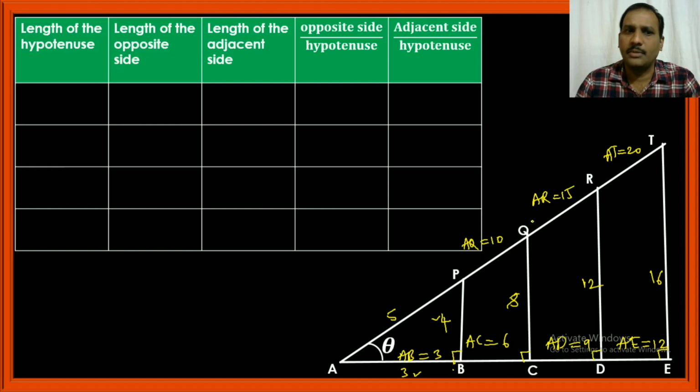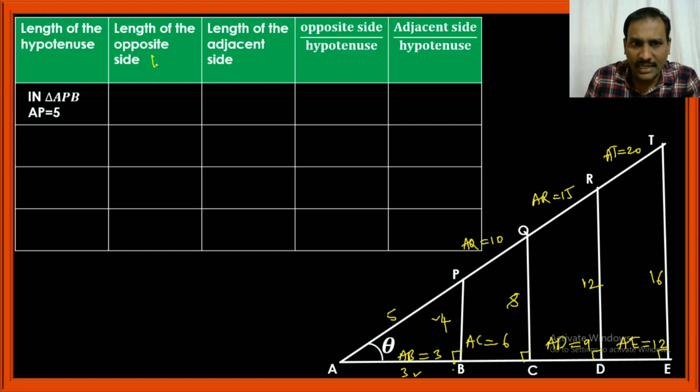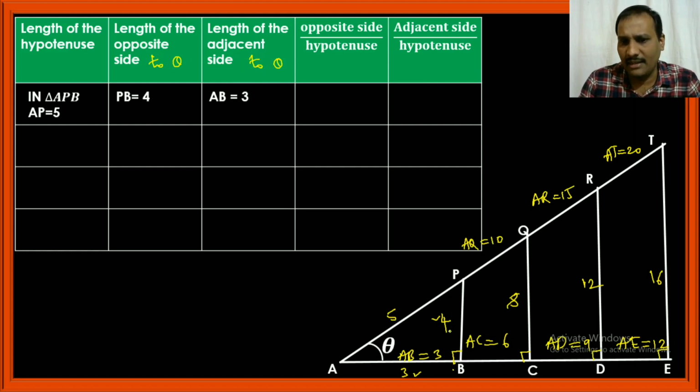Now, let us take a table where it consists of length of the hypotenuse, length of the opposite side, length of the adjacent side, and the ratio between opposite side by hypotenuse and adjacent side by hypotenuse. Now, if you observe in this figure, you have 4 right angled triangles and all are similar triangles. Now, I am considering triangle APB. In that, what is the length of the opposite side to this theta? Let us consider opposite side to theta, adjacent side to theta. What is the opposite side to theta? That is PB, that is 4 centimeters. And what is the adjacent side? That is AB, 3 centimeters.